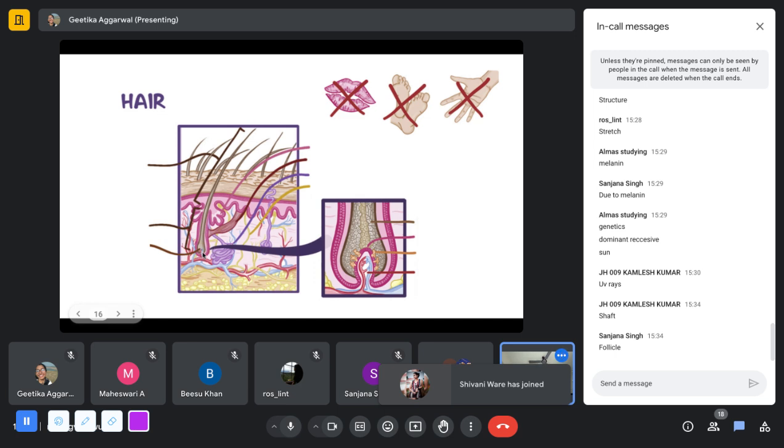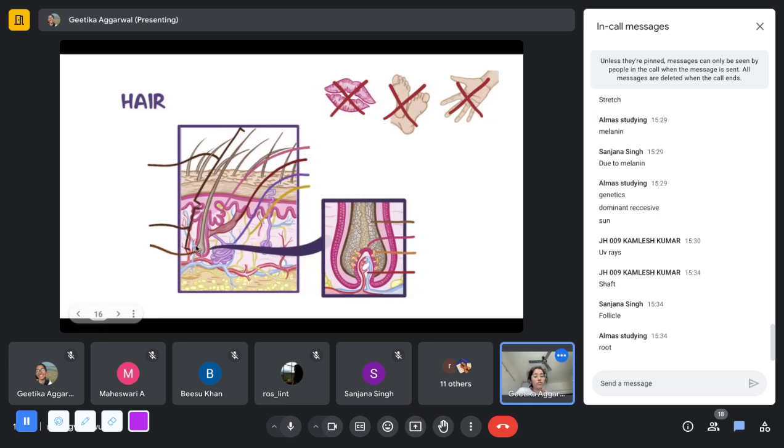The one that is here, the lower one. Root. Okay, fine. So when we look at the structure of the hair, we basically have the shaft, as you mentioned. Then we have the root. This one is not the follicle. This is the root of the hair, and the bulbous structure here at the bottom is the hair follicle from which the hair starts growing.